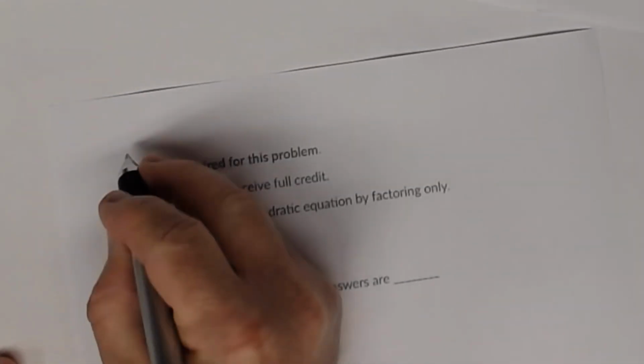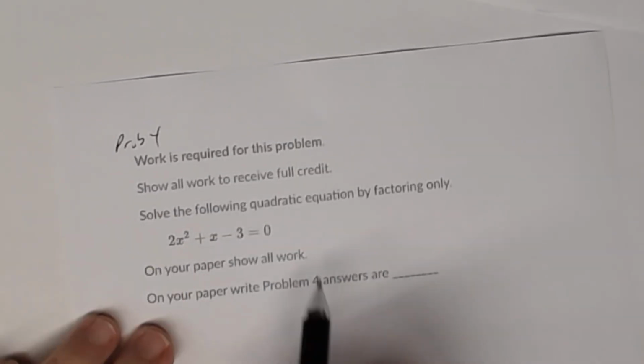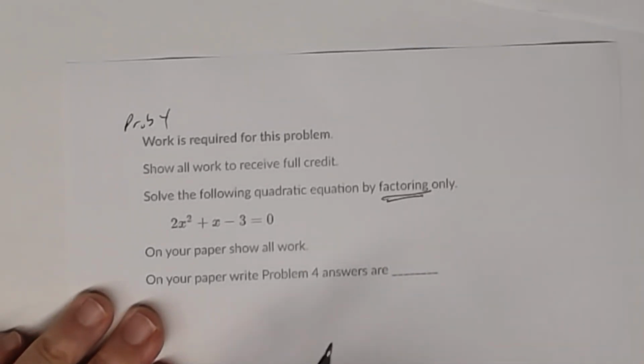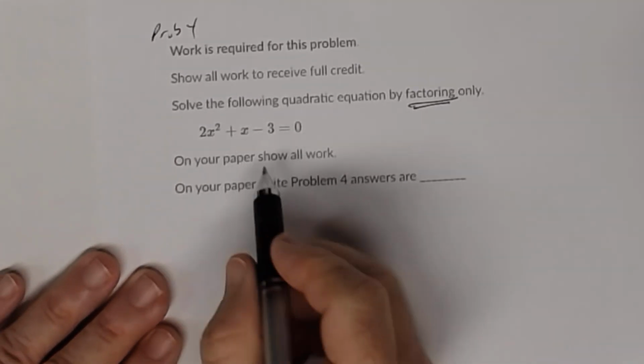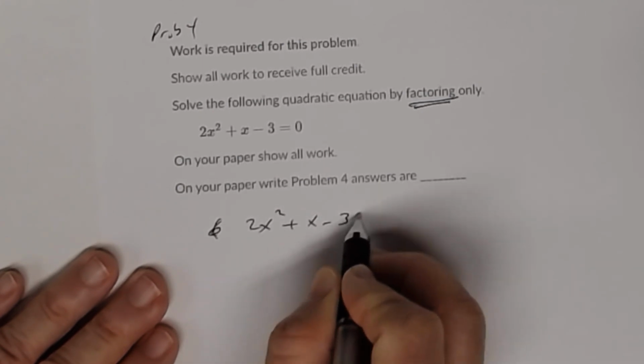All right, problem number 4. So here's problem number 4. And remember, the direction says solve the following quadratic equation by factoring. Do not use the quadratic formula. You have to follow direction. Direction says factoring. So we're going to go ahead and factor this. So we have 2x squared plus x minus 3 equals 0.